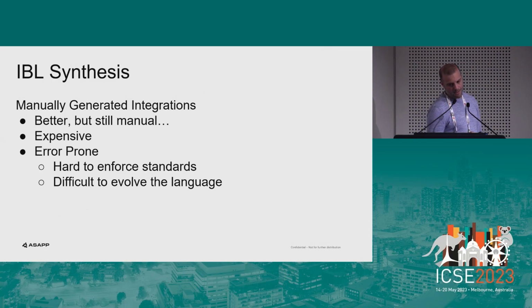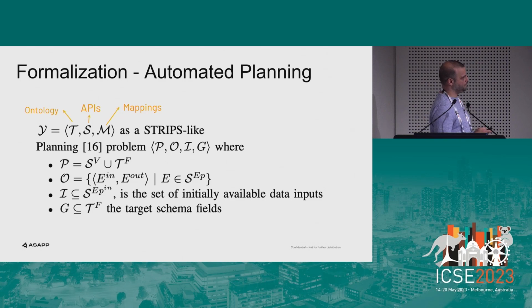Unfortunately, for the vast number of web APIs requiring integration in a platform supporting many enterprise customers, even with the domain-specific language, a manual approach to implement this integration remains slow, expensive, and error-prone. And to address this issue, we also propose a process for automatically synthesizing integrations. To do so, given an ontology, a set of API sources, and a mapping between fields from both schemas, we characterize the integration problem as a classical automated planning problem.